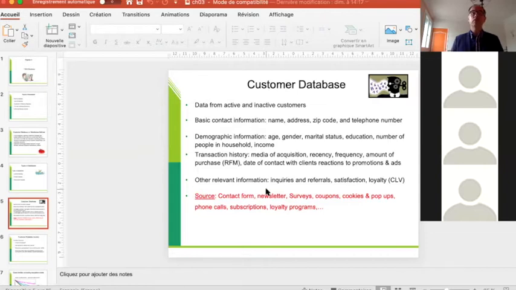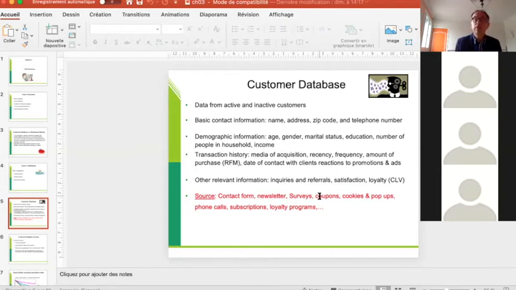Once your contact data is collected, a lot of information comes from the contact form, to get basic contact information. You can get this information by sending newsletters if customers enroll. You can also do surveys with customers. You can send coupons in real newspapers. So the customers fill out their names and send it back by postal mail, but you can also do online coupons now, for example, electronic coupons, with cookies.